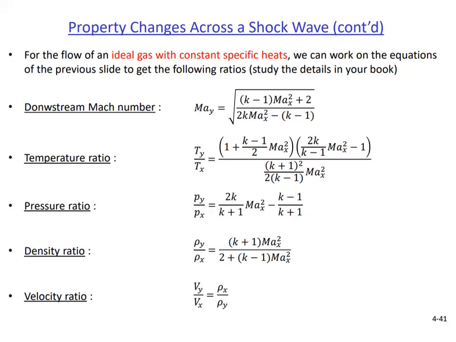The equations shown here are for the normal shock wave of a perfect gas. Given the Mach number, Mx, before the shock, we can first calculate the Mach number after the shock, My. Then we can calculate property ratios such as Ty over Tx, Py over Px, ρy over ρx, Vy over Vx, and similar ones shown on the next slide. Note that these ratios are all functions of the Mach number before the shock and the specific heat ratio.